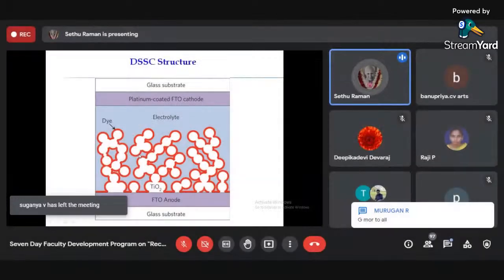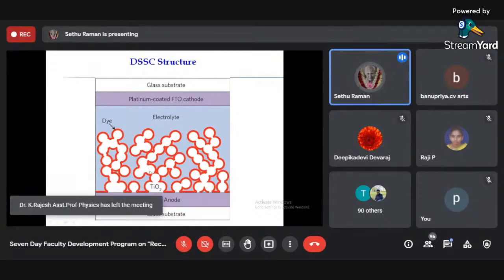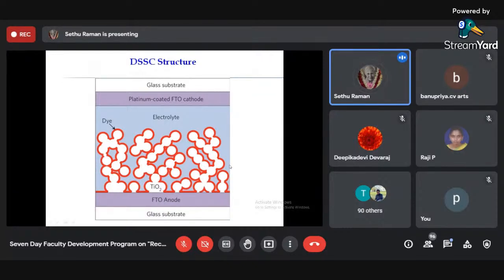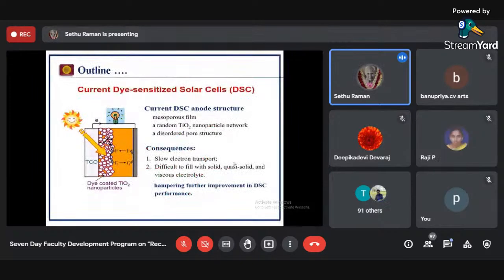So instead of using TiO2 nanoparticles, TiO2 nanorods are very good. By using a TiO2 nanorod, a one-dimensional structure, the electron charge carrier injection efficiency to the electrode is very good. That's why people are always looking for nanorod structures instead of nanoparticles; they give better efficiency compared to TiO2 nanoparticles in the solar cell structure.